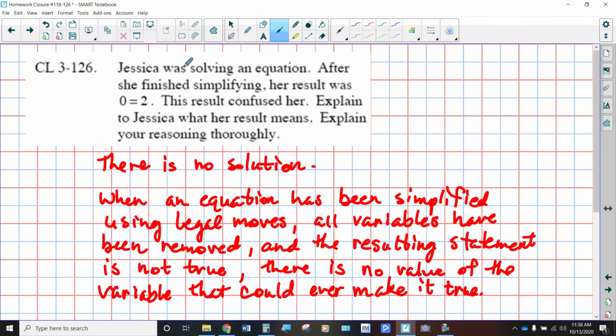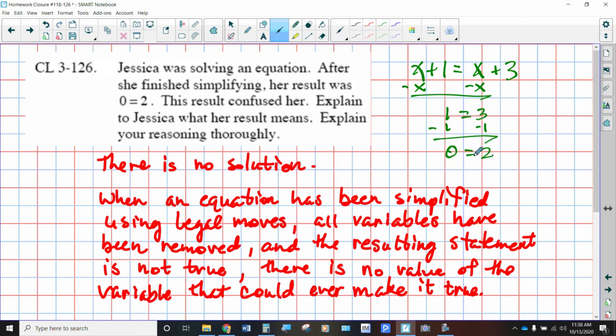And the last problem, Jessica was solving an equation. And after she finished simplifying, her result looked like this. So I don't know what the equation looked like, but let's just think of it as something like x plus 1 is equal to x plus 3. If you take away an x from each side, you get 1 equals 3, and then when you take away 1 from each side, you would get 0 is equal to 2.